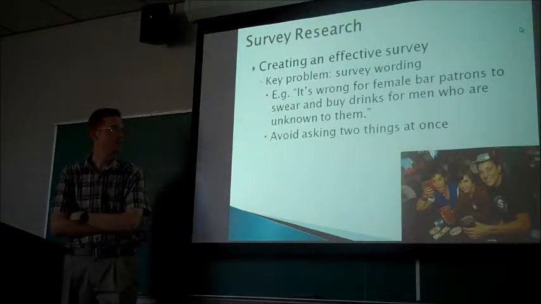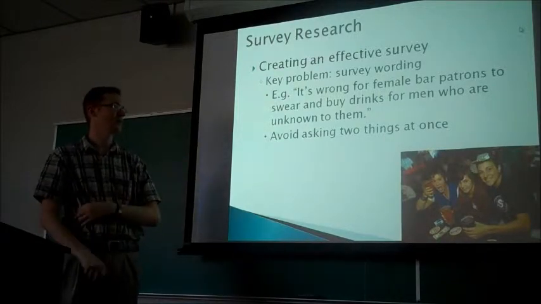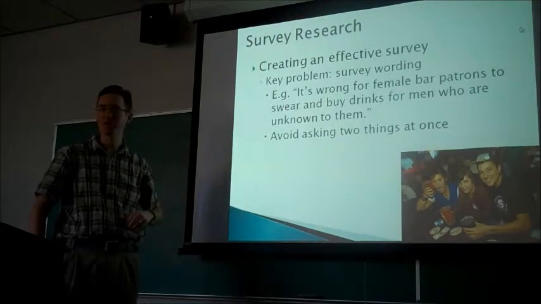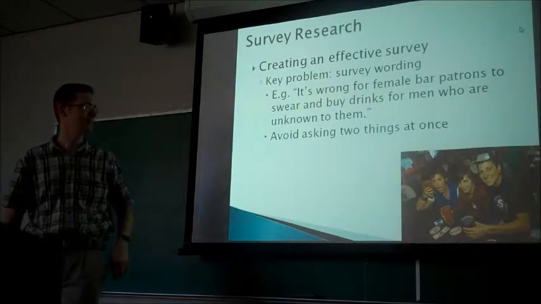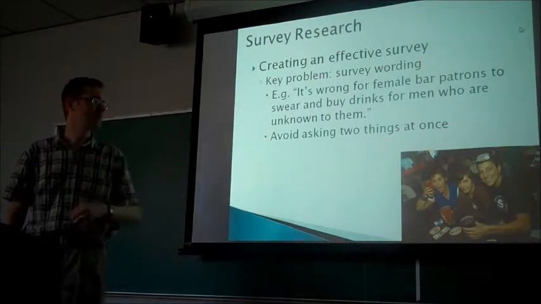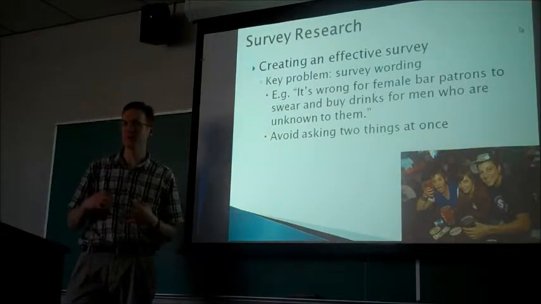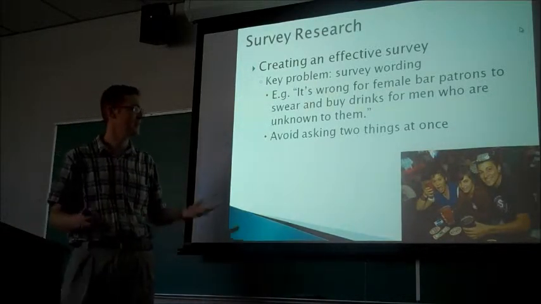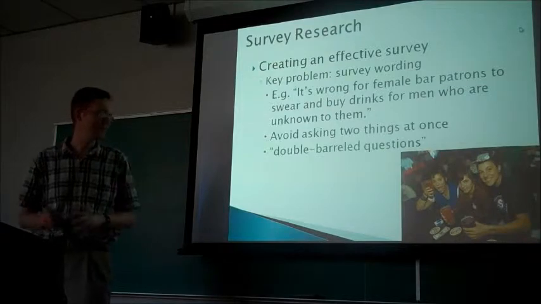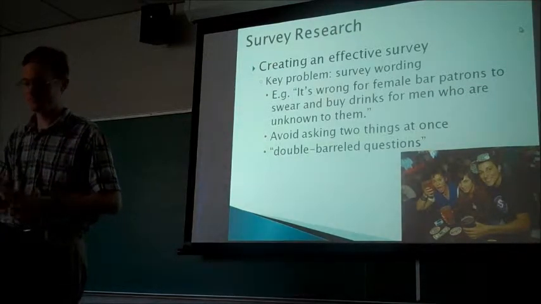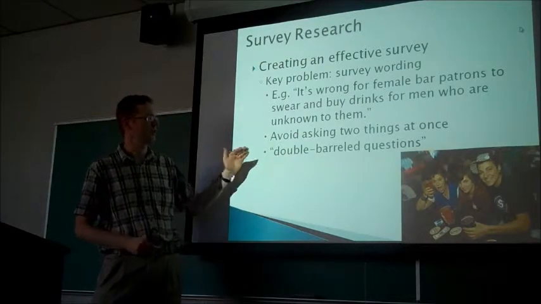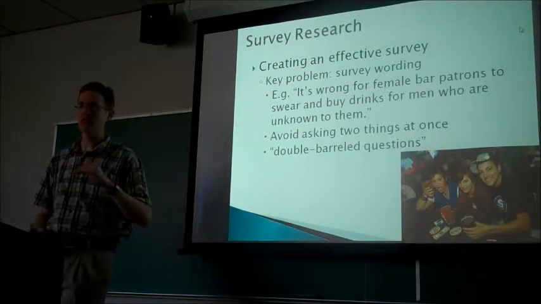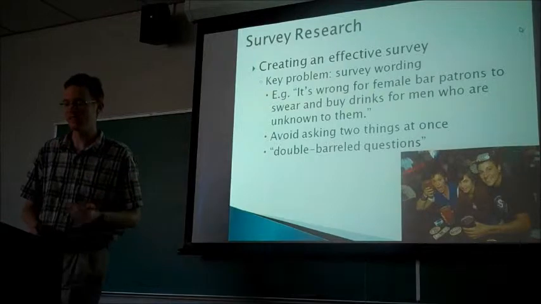And so your participants might agree that it's okay for female bar patrons to swear, but then they disagree that it's okay for them to buy drinks for men who are unknown to them. Now, they're going to have a hard time giving a good answer to this question. This is what's called a double-barreled question. So this would be much better if it were broken down into two separate questions that ask about each one of those elements separately.